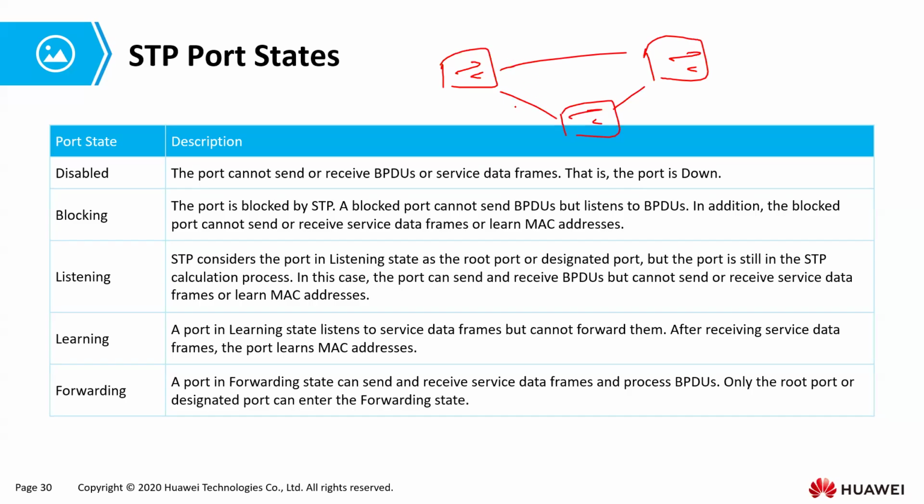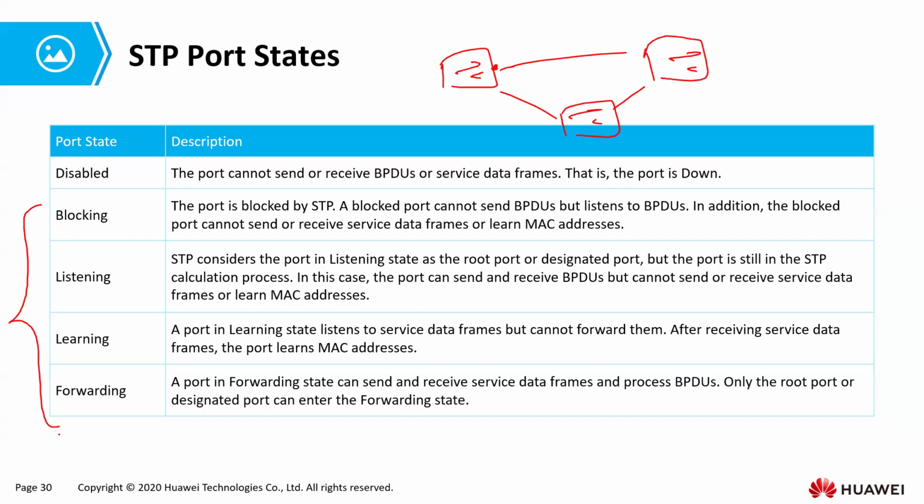In the disabled state, it means the port is shut down. That's the disabled state. It's not enabled. Port state number one. Then if we enable it, if it is not shut down, it can have one of the other states.